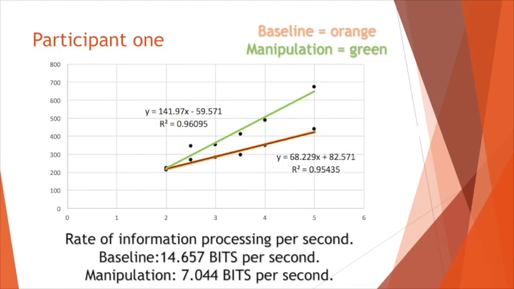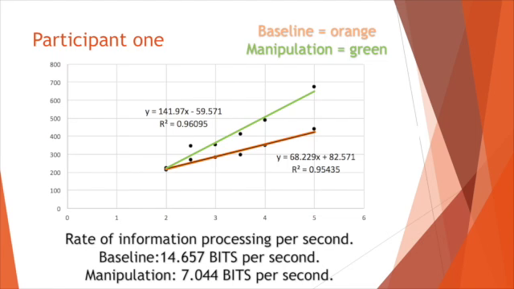For the manipulation, the slope is 141.97 and the intercept is negative 59.571. The regression equation for the manipulation, y equals 141.97x minus 59.571, and the r-squared value tells us the model explains 96.1% of the variability of response around the mean. When looking at the rate of information processing for the manipulation, 7.044 bits of information is processed in 1 second.